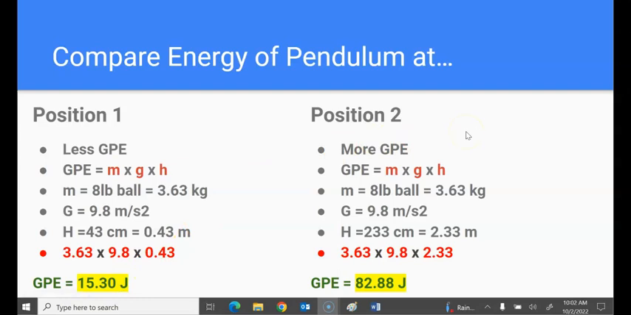But at position 2, because we took the same bob with the same mass, and it's still on Earth, the pull of gravity is the same. However, I measured with a meter stick. I lifted the bob 2.33 meters, or 233 centimeters above the ground. So when you do that multiplication, it comes to about 83 joules. So at position 1, the bob has GPE, but only 15 joules. And at position 2, the bob has about 83 joules.